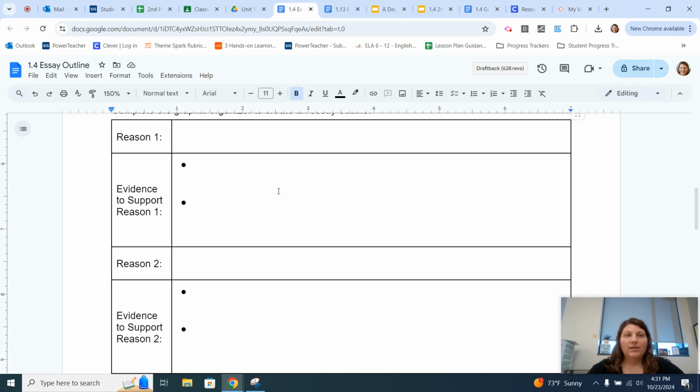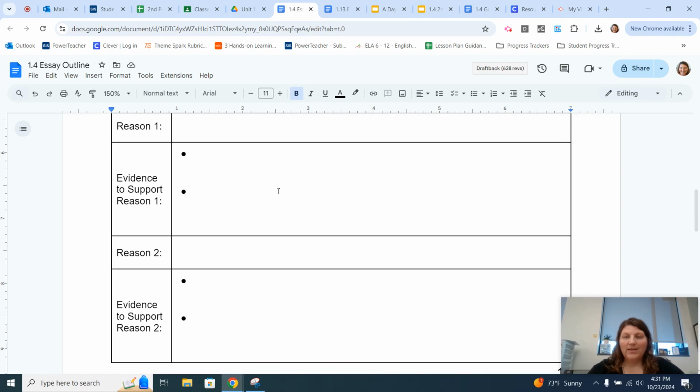So that is everything you need to do for this outline. When you are finished, turn it in.